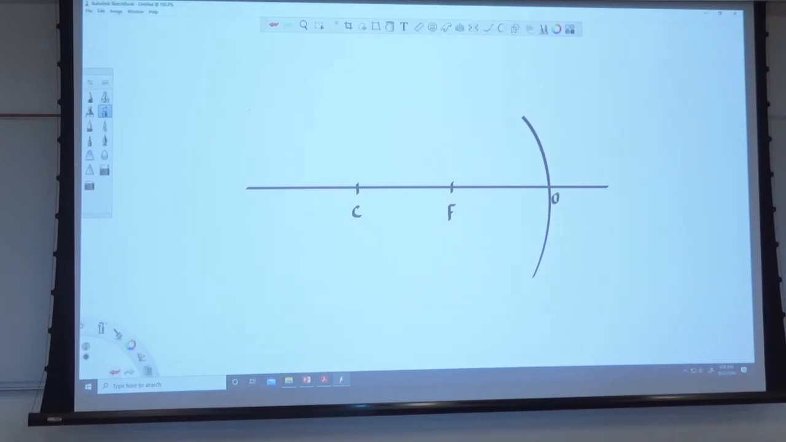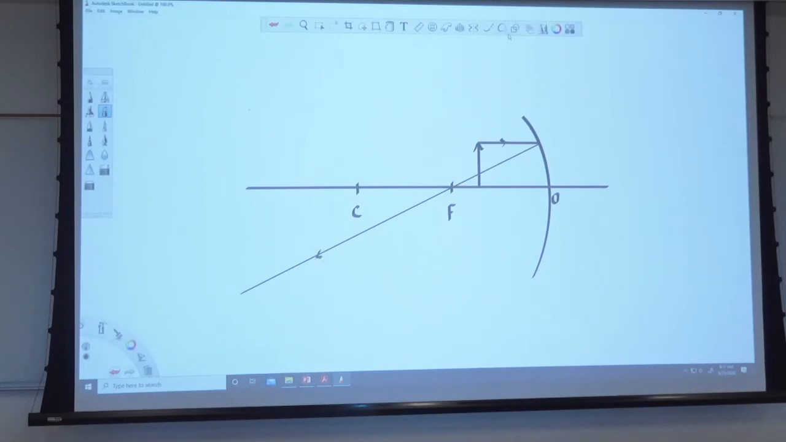So this object is anywhere between F and O. That's my object. The first rule is if it hits parallel to the principal axis, then it will go through F. Okay, so that's the first one. You need to draw the arrow, bring it that way, and then it's reflected back this way.